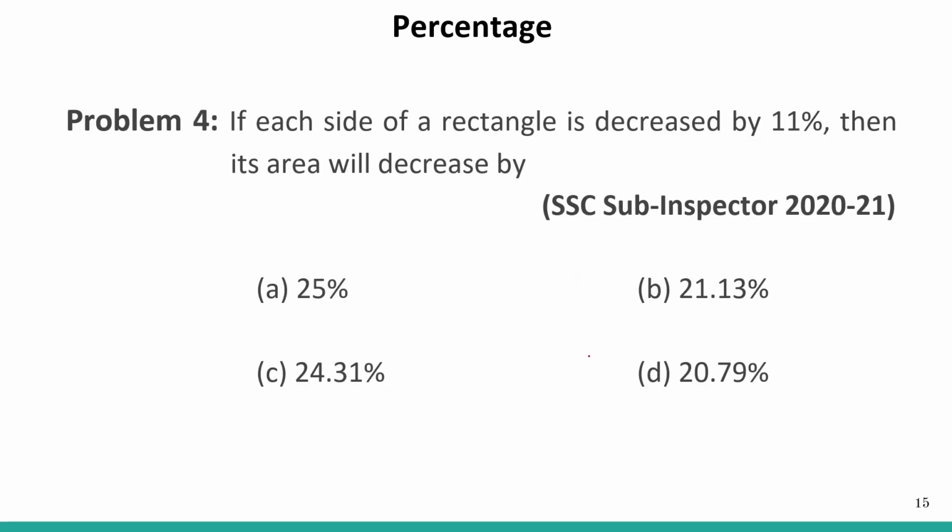So let's see problem number 4. If each side of a rectangle is decreased by 11%, then its area will be decreased by what percent? Okay, you have a rectangle right here.